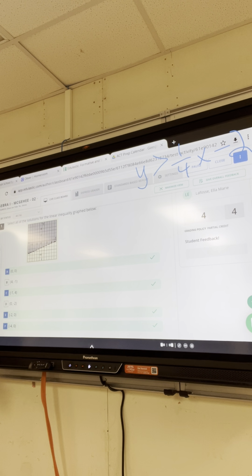Yeah, look on the graph. See if they're on the graph. See if it's within the shaded region, then it is a solution. Right? That's one way to do it.